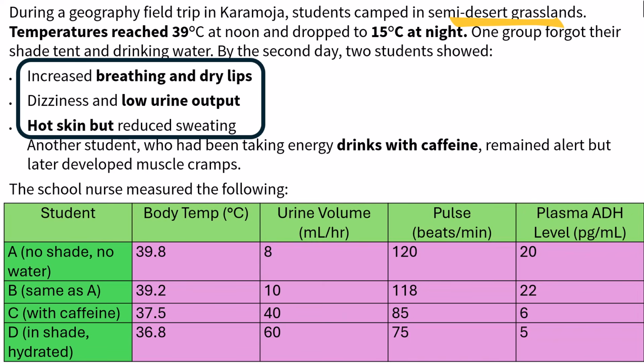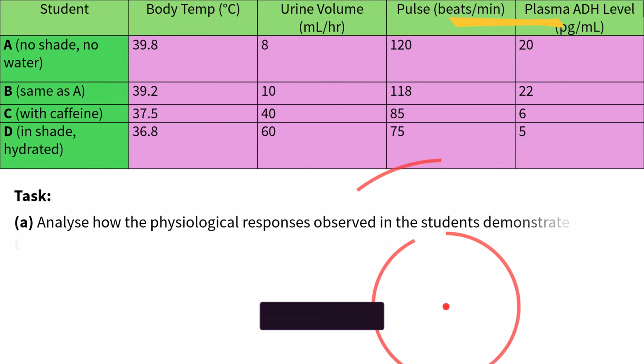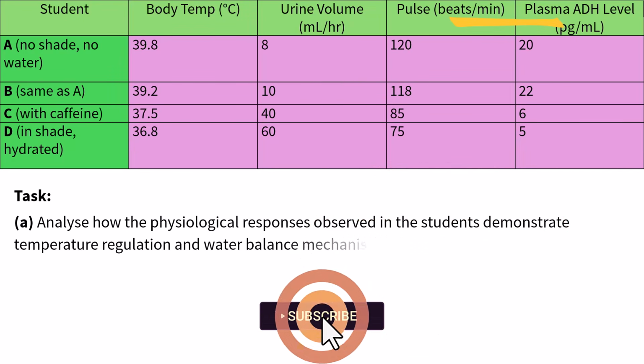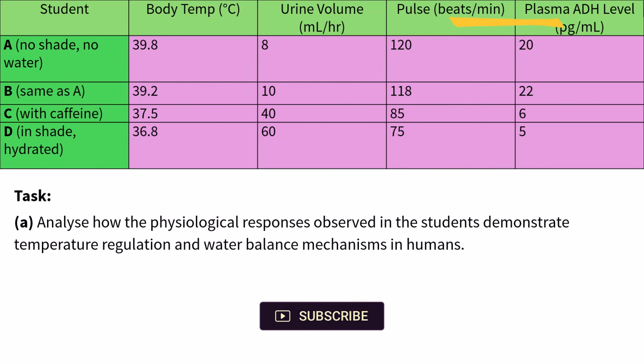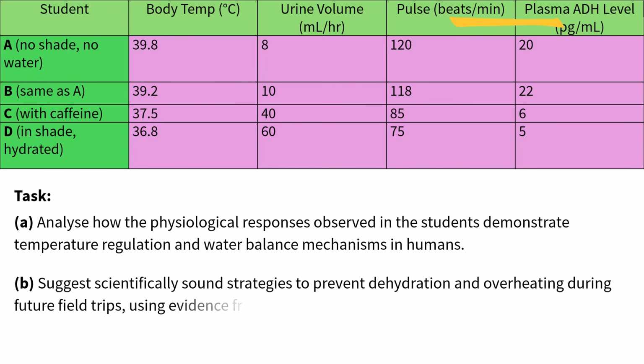Analyze the data table. Task, Part A. Analyze how the physiological responses observed in the students demonstrate temperature regulation and water balance mechanisms in humans. Part B. Suggest scientifically sound strategies to prevent dehydration and overheating during future field trips, using evidence from the scenario.